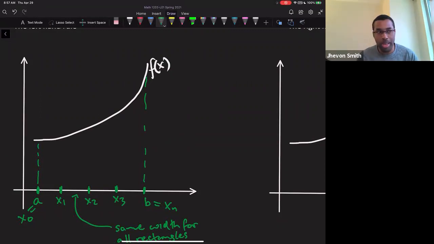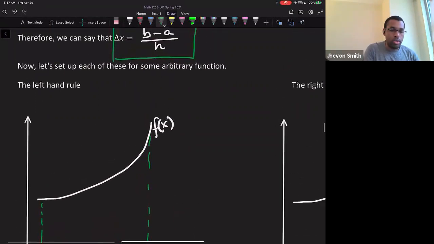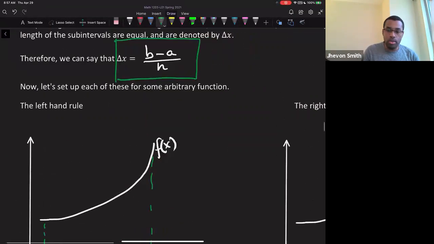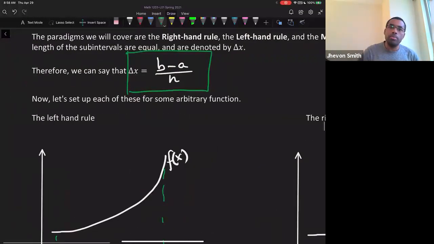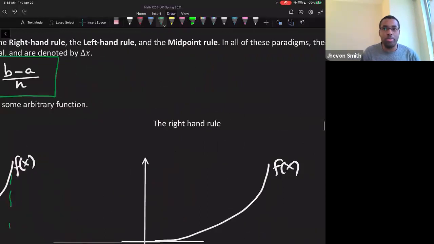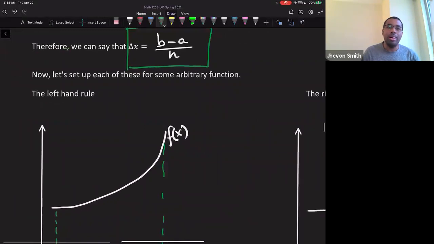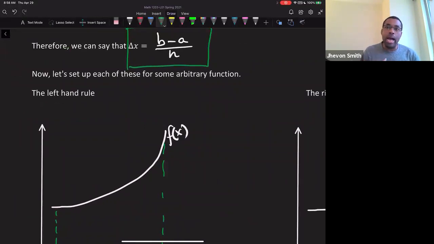Now, how do we draw the rectangles? You have to be very specific in mathematics. You can't say, just throw rectangles up. How far up do we go? There are many methods, but we're going to talk about three: the left-hand rule, the right-hand rule, and the midpoint rule. There are many others, like the trapezoid rule and Simpson's rule. The left-hand and right-hand rules, not the right-hand rule from physics, it's a different right-hand rule, basically tell you how to erect the rectangles.